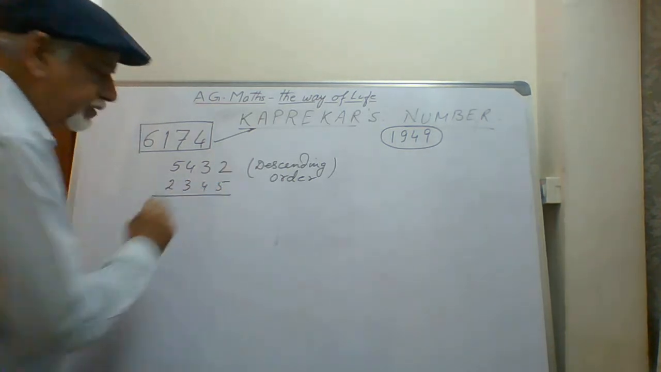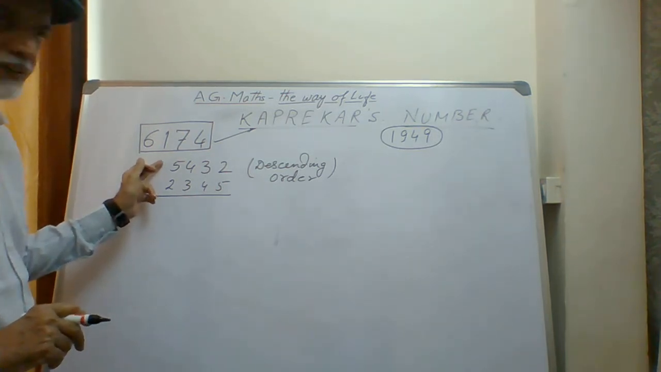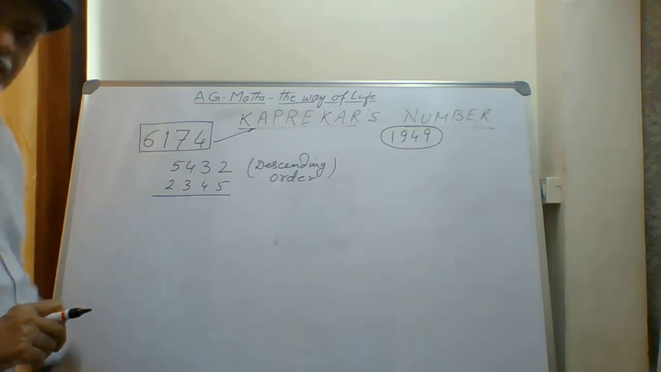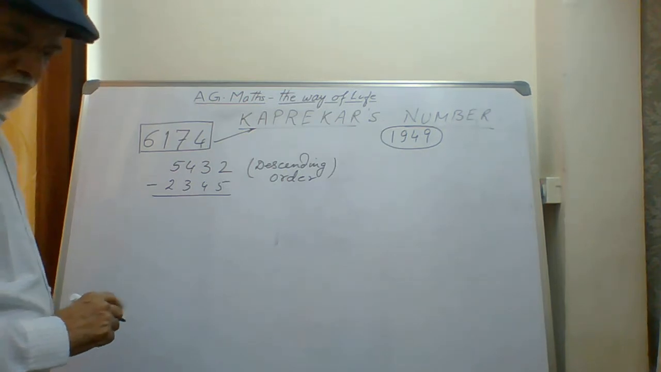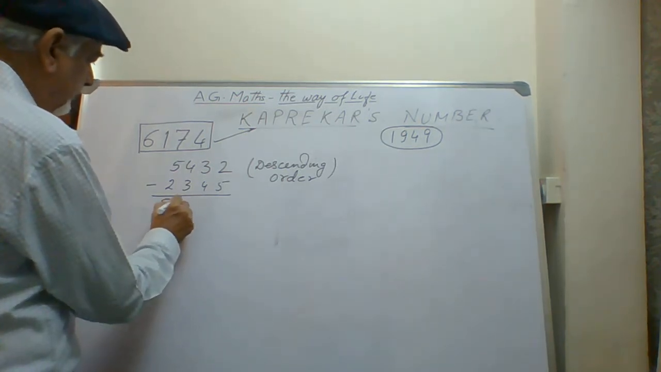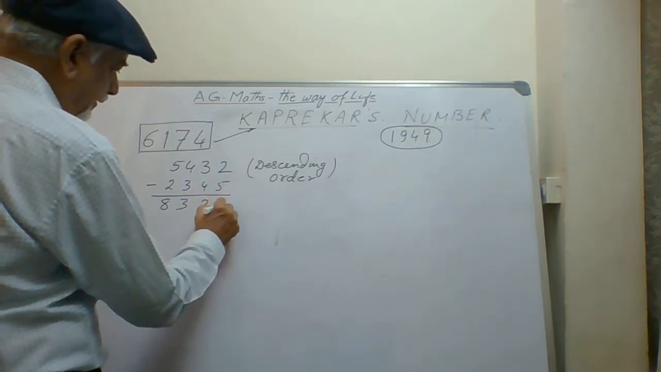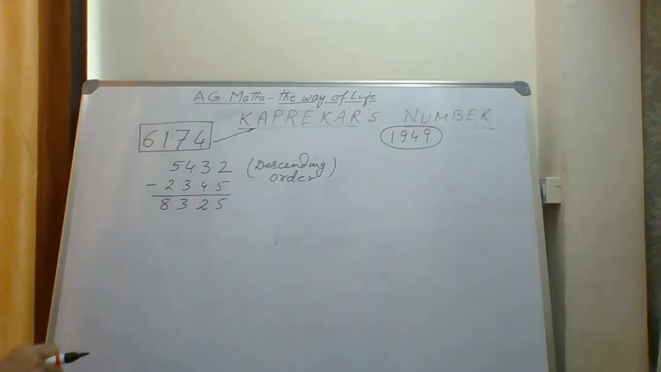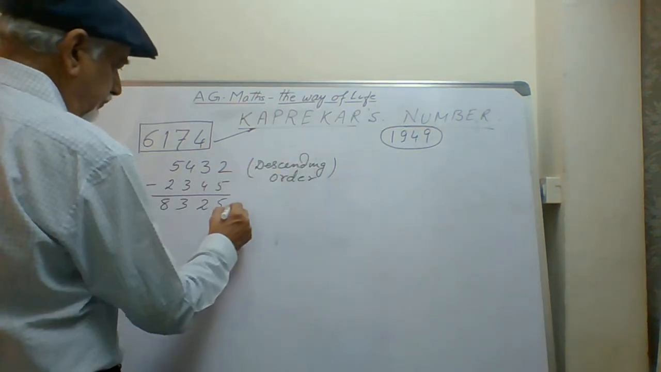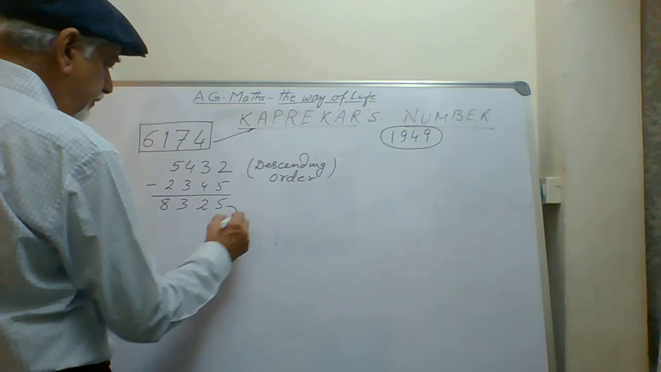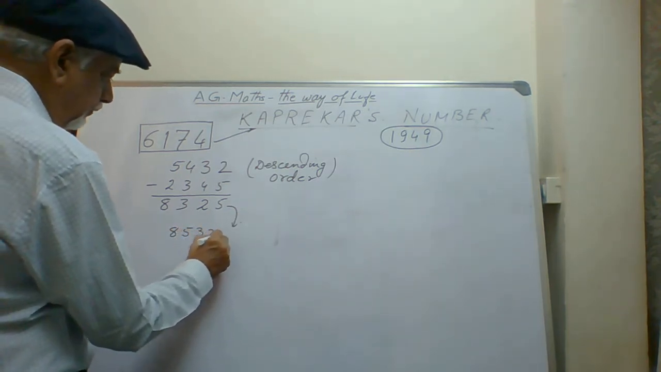This is bigger, this is smaller, because the first digit on the left hand side is the bigger one, this is the smaller one. So subtract the smaller one from the bigger one. What you get is a number again, it is 8325, which I have already done. Now it is in a haphazard manner. Arrange these digits again in descending order. So the number we will arrange is 8, 5, 3, 2.